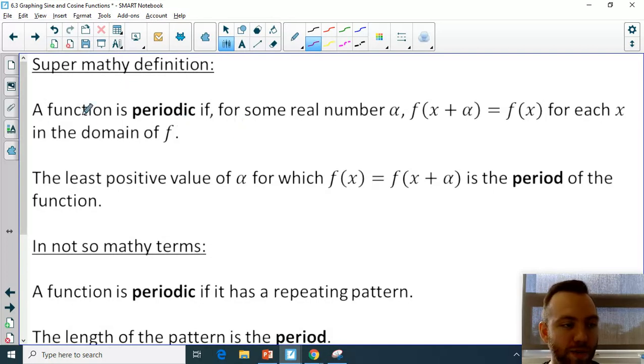And so here's a definition where I have something that is super mathy, right? A function is periodic if for some real number alpha, f of x plus alpha equals f of x for each x in the domain of f. What is this saying? This is saying if you add alpha to a function, and the function just ends up looking the same, if you add alpha and it just looks like the original function anyways, then it's periodic. And in not so mathy terms, that essentially just means that you have a repeating pattern in a function, right? If every alpha you add, it looks the same, then you have a repeating pattern.